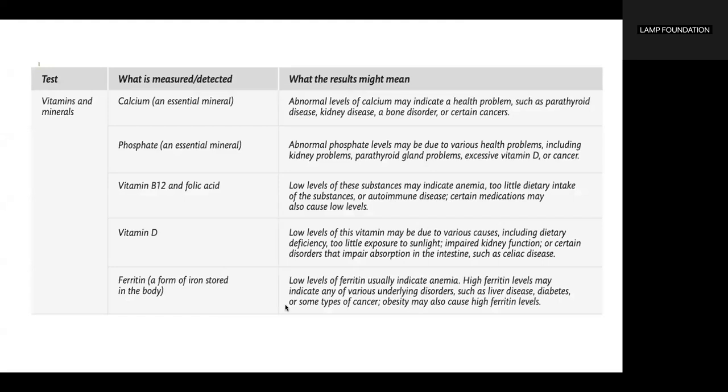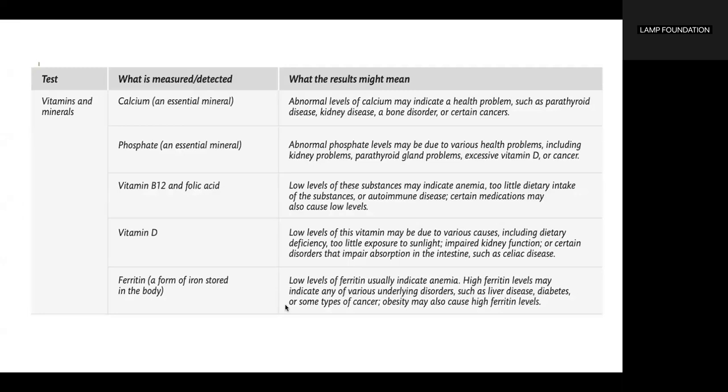Vitamins and minerals test. For calcium, abnormal levels may indicate a health problem such as parathyroid disease, kidney disease, a bone disorder, or certain cancers. Phosphate, another essential mineral. Abnormal phosphate levels may be due to various health problems, including kidney problems, parathyroid gland problems, excessive vitamin D, or cancer.